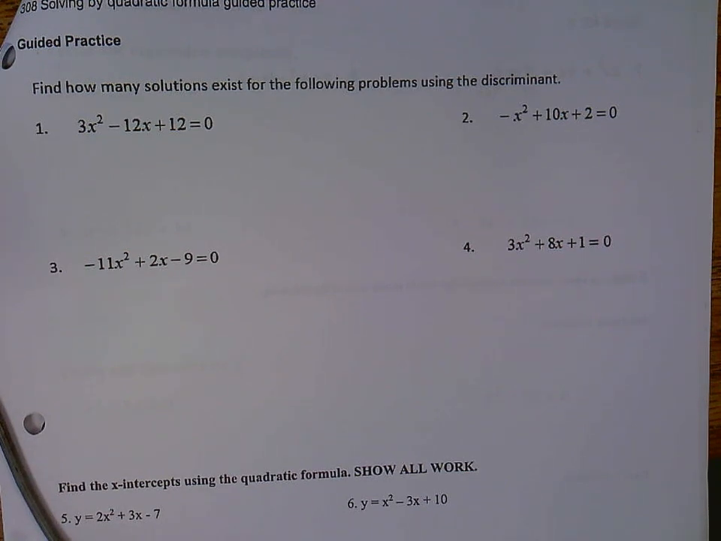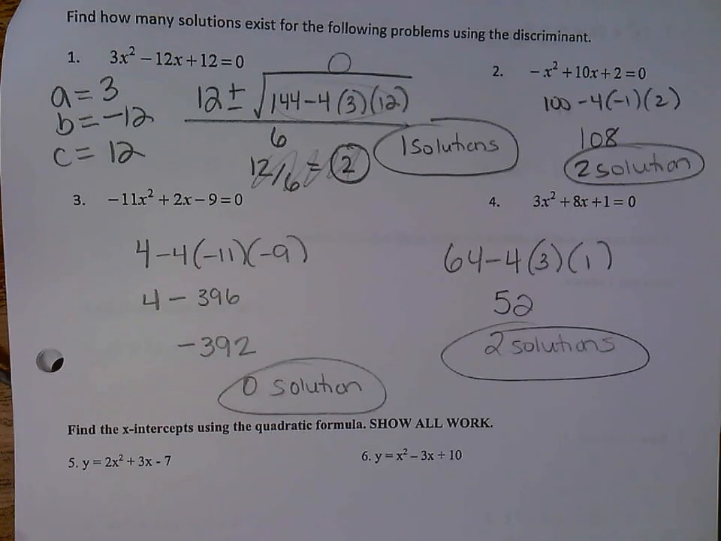Does anybody want to try one more together? Well, sorry, I got a little sidetracked on number 1, so I put up the whole problem. Number 1 had a discriminant that was 0, so there's one solution. Number 2 came out as 108, so it had 2 solutions. Number 3 was negative 392, so it had 0 solutions. And number 4 was 52, so it had 2 solutions.